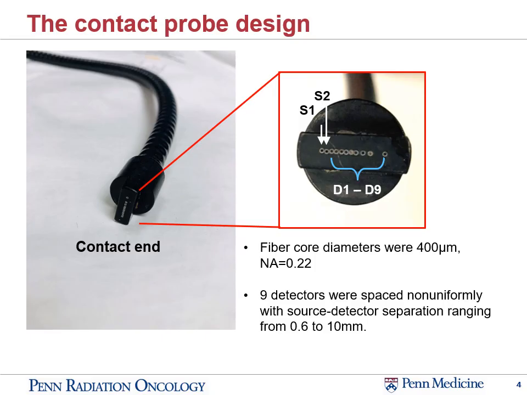Source fiber 1 is connected to the halogen lamp, and source fiber 2 is connected to the 405 nanometer laser. The 9 detector fibers are spaced non-uniformly. The source detector separation for this design ranges from 6 mm to 1 cm.